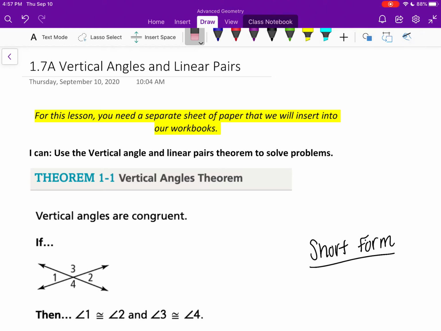Alright, you guys, this video is about the first part of section 1.7, so I'm calling it 1.7a, and you are going to need a separate sheet of paper because I do need you to write down some important theorems that we'll be using moving forward in our geometry class.